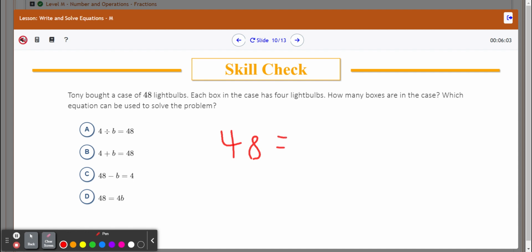Now we don't know how many boxes there are, but we do know that each box has 4 light bulbs. So if we took 4 light bulbs and we multiplied it by the boxes, that would give us 48. So it would be 48, the light bulbs, equals 4 light bulbs times the number of boxes. So 48 equals 4b.